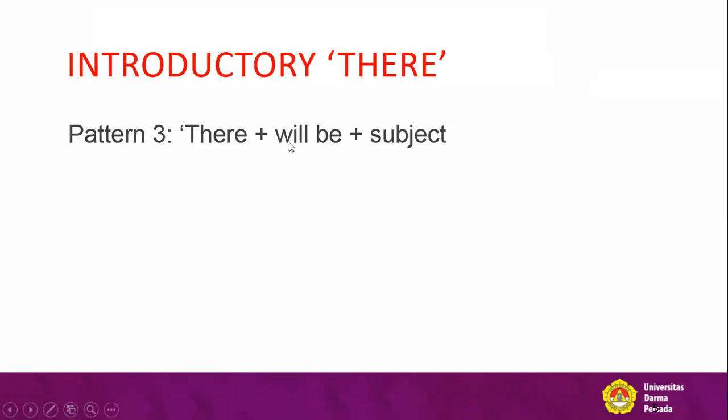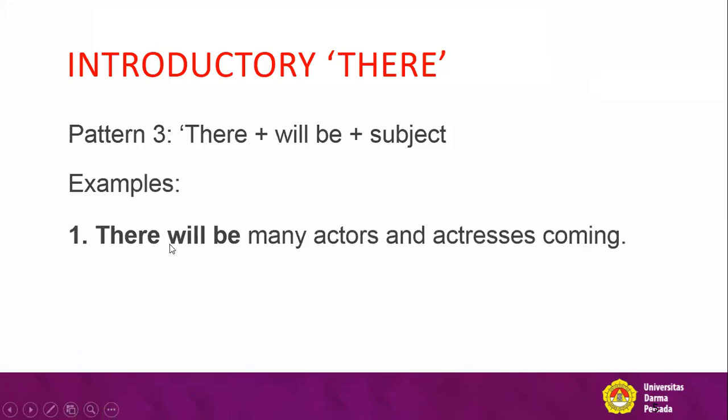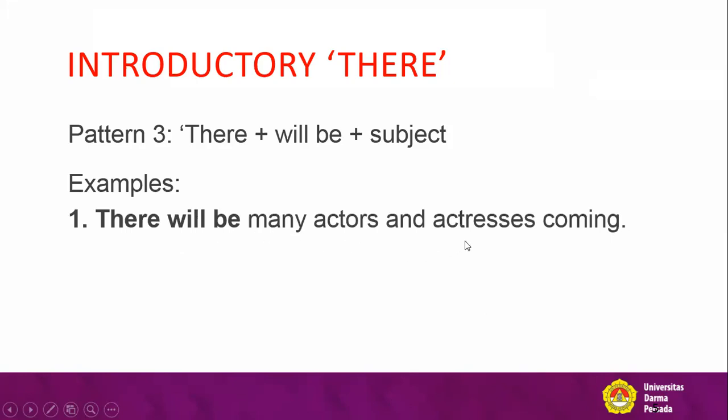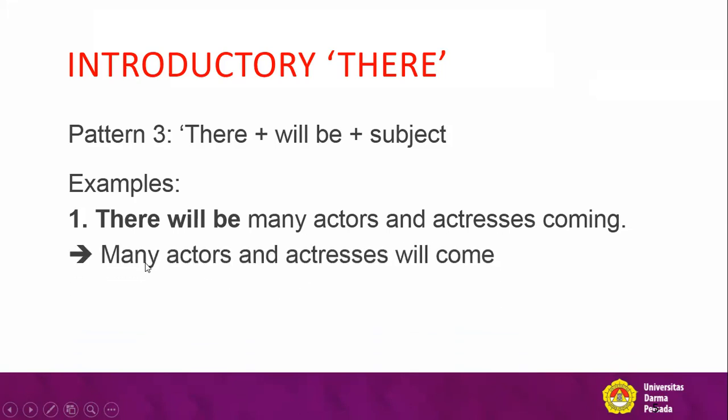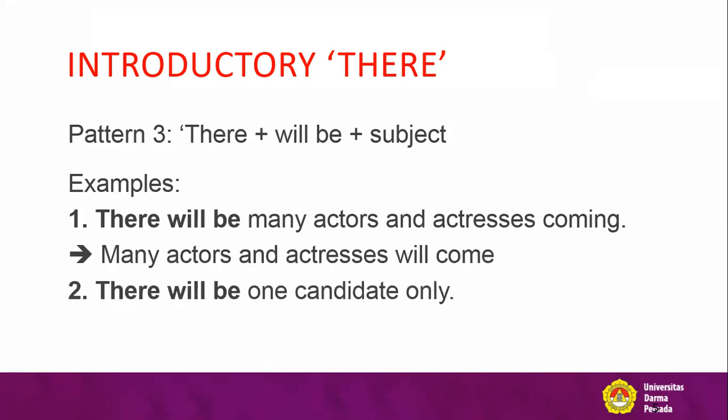Pattern 3 there plus will be plus subject. Let's see the examples. There will be many actors and actresses coming. So we have there, introductory there, and then we have will be, and then we have subject, many actors and actresses coming. So in other words, we can say many actors and actresses will come.